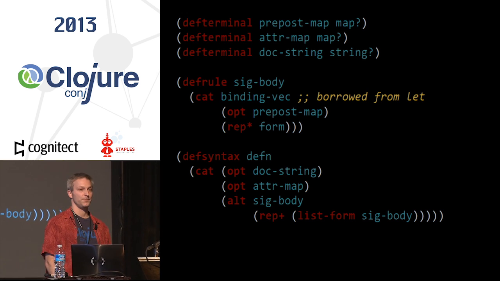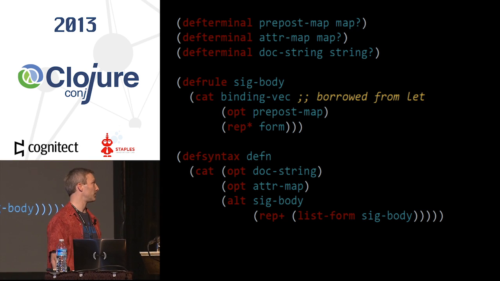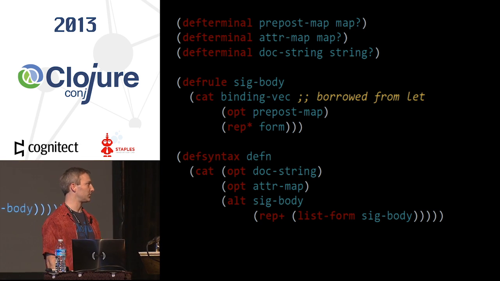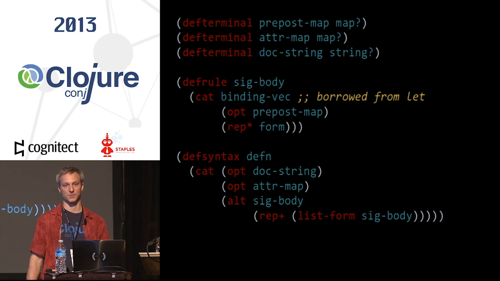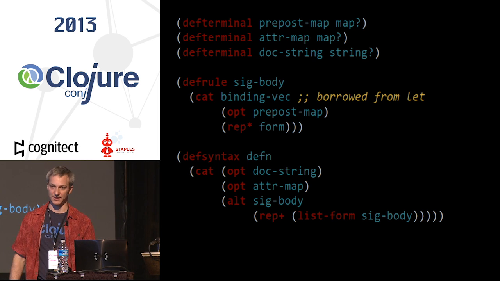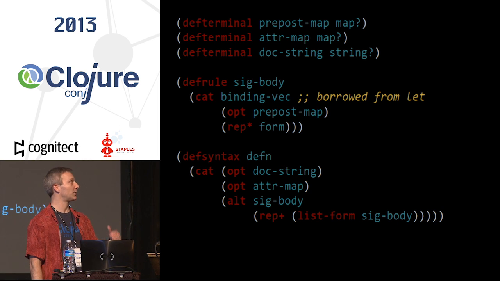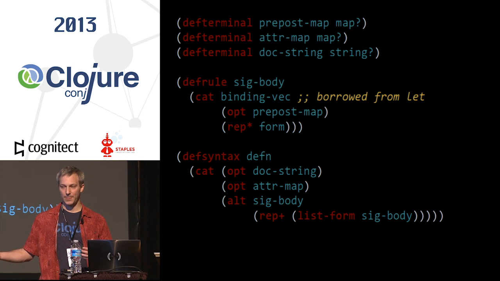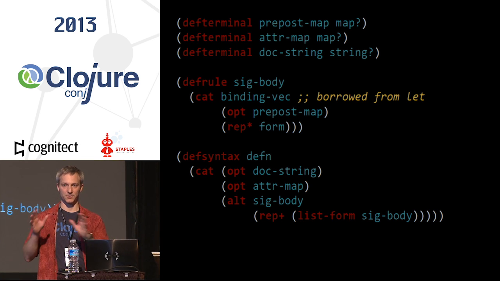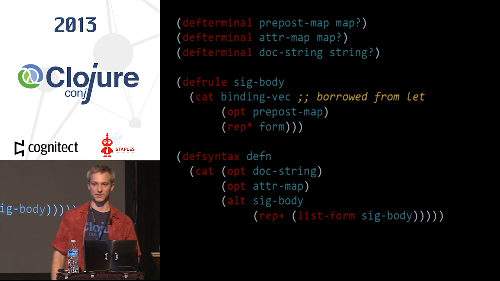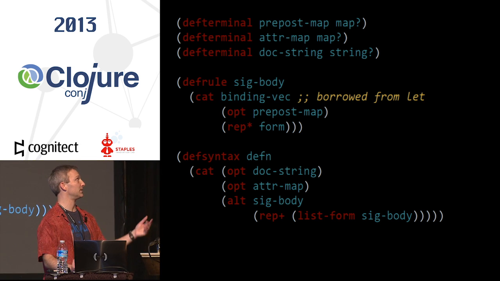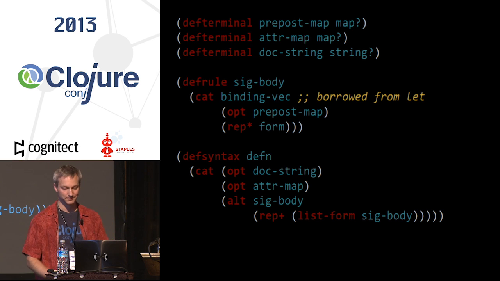So here's defin, as defined using the syntax expression library. The bottom part is a set of optional doc strings, attribute maps, and an alternation between a single signature body or a literal list form, one or more literal list forms that have signature bodies in them. The terminals are just a shorthand way of telling the grammar, that's great, don't print any more underneath this. This is an endpoint. We get the idea. When we see the attribute map, we know it's a map.